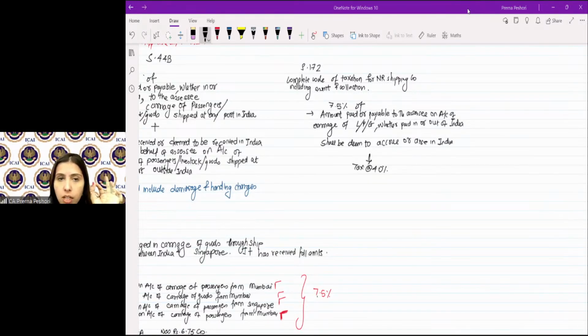Now, this particular owner of the ship has an obligation to prepare and furnish a return of income of the amount which is paid or payable to him on account of the carriage of any passengers, livestock, or goods shipped at any port in India. So they have an obligation to furnish the return of income. As I said, 172 imposes all the obligations: the return of income, tax collection, everything is contained in 172 itself. Okay, yes, this is in relation to goods shipped at any port in India. You can write here: amount paid or payable to the assessee on account of carriage of livestock, passengers or goods.